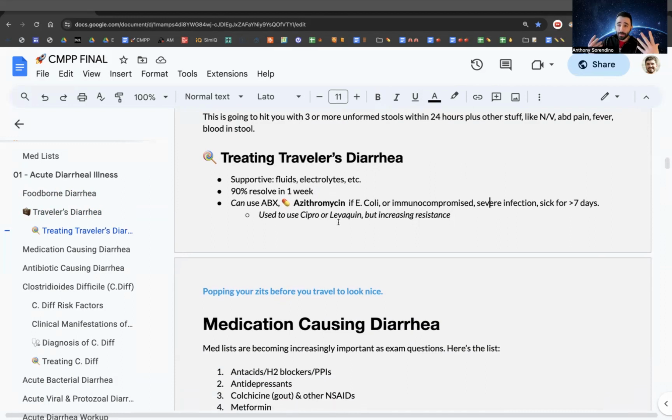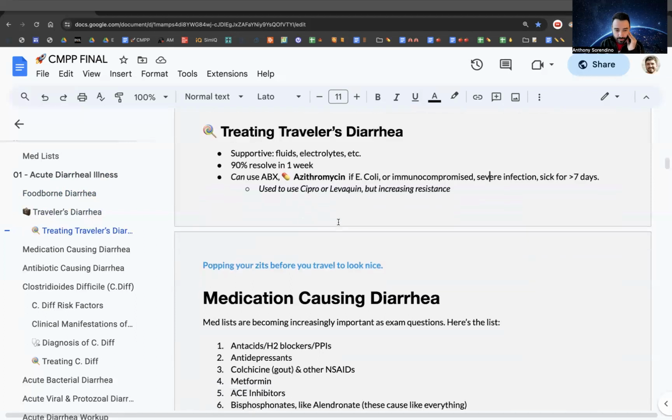So I think like you want to pop all your zits on your face before you go traveling so that you can look nice for vacation. So just remember azithromycin for travelers.